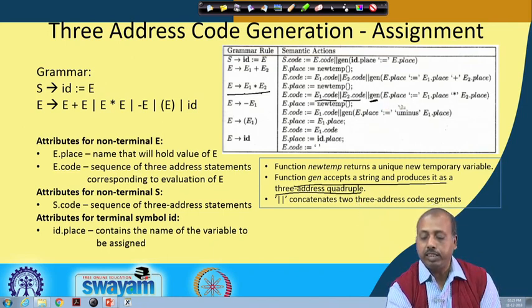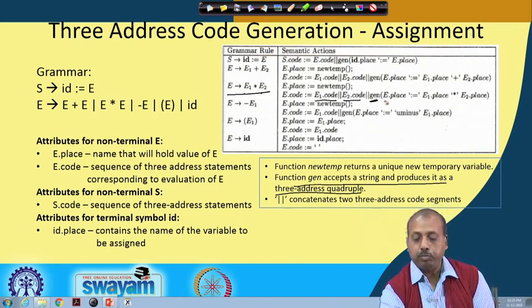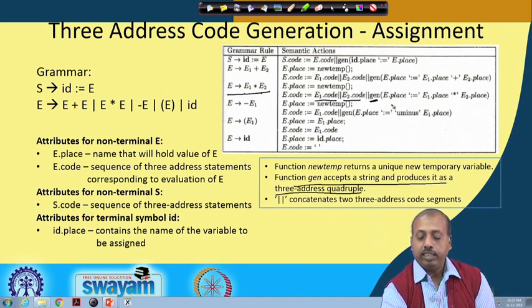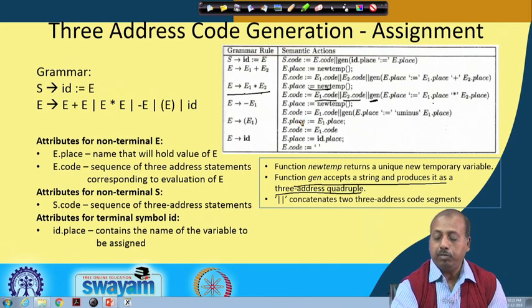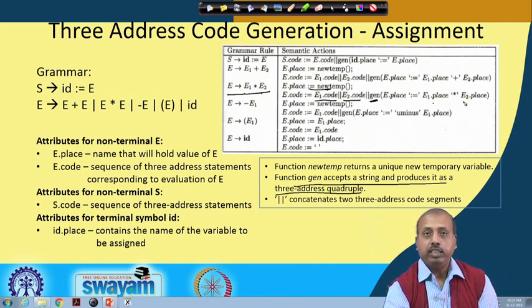So, this is the whole string that is taken as input by the gen function, and then it generates this piece of code. E.place is already obtained, it is the corresponding temporary that we have got here. So, that temporary assigned as U1.place, a temporary variable which holds U1's final value, and then multiplied by E2.place, which holds the final value of E2. This piece of code will be concatenated with the code for E1, the code for E2 and then this one.